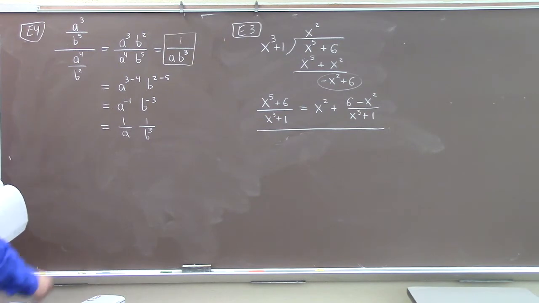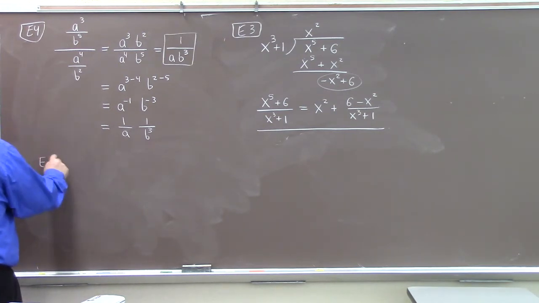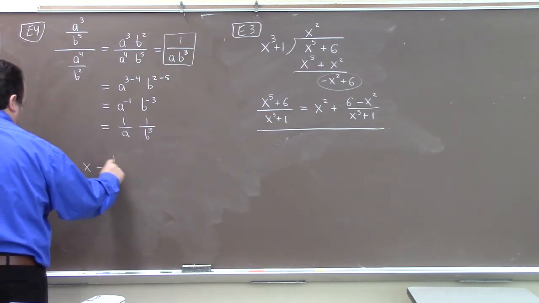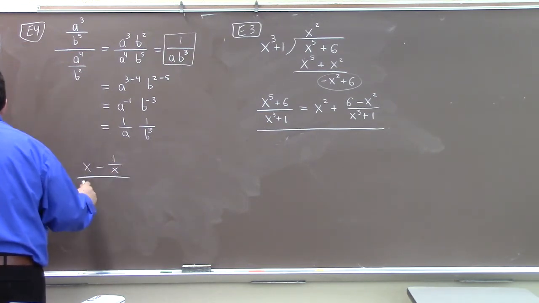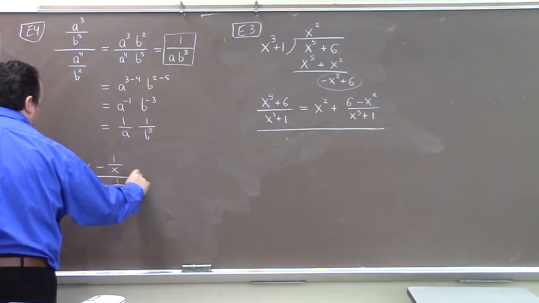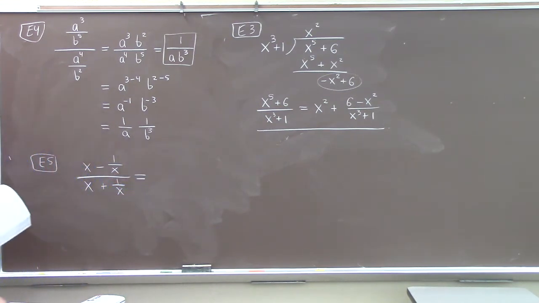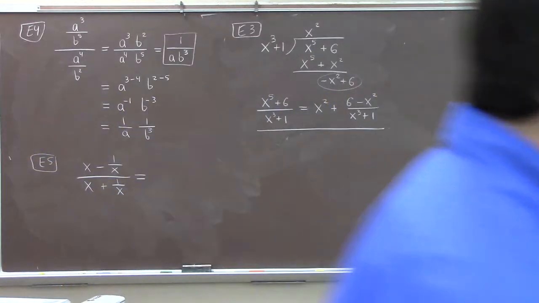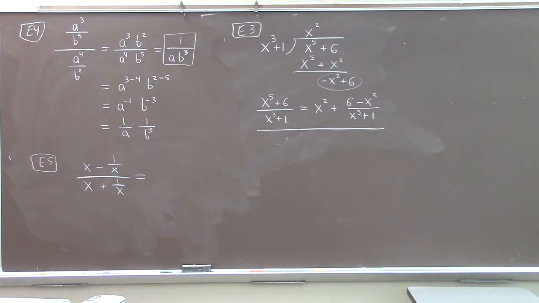Let's look at another one. Example 5. Here I've got x minus 1 over x divided by x plus 1 over x. We're asked to simplify this. When you're asked to simplify a compound fraction, what they want is for you to make it into a simple fraction. A simple fraction is one that just has one numerator, one denominator. It's not a fraction of fractions, right?